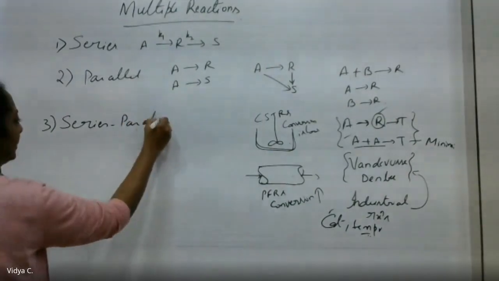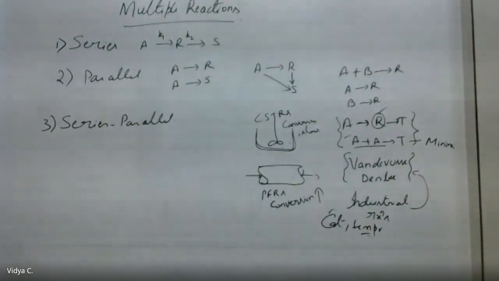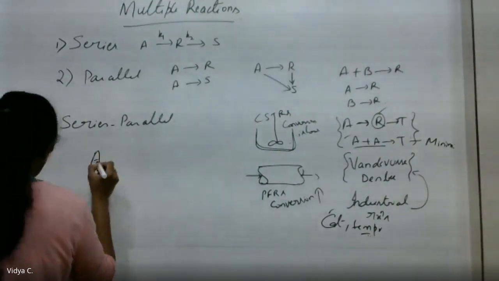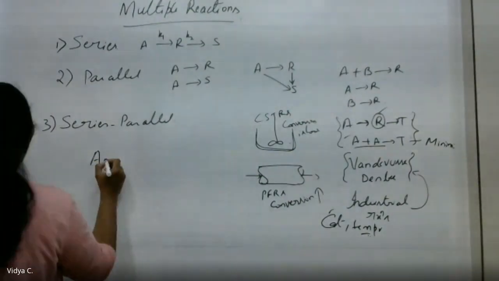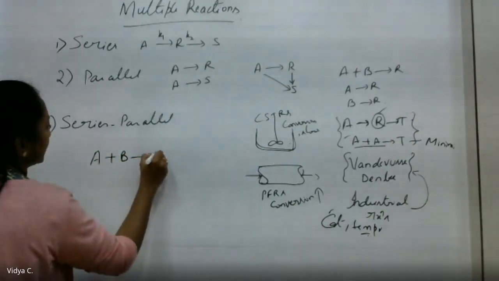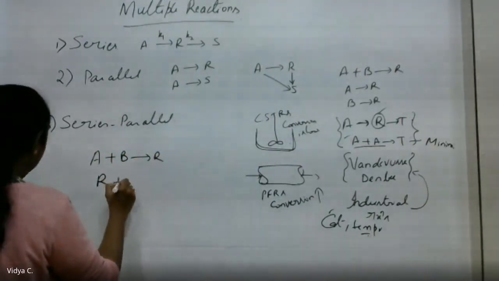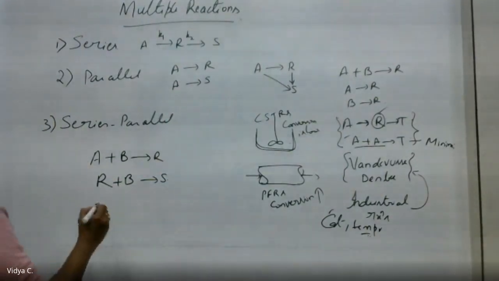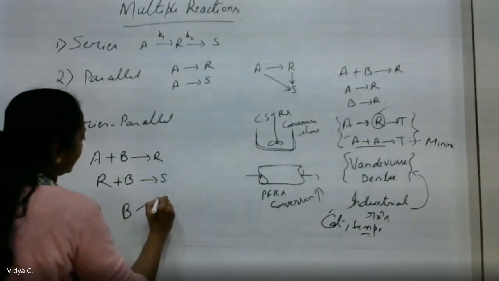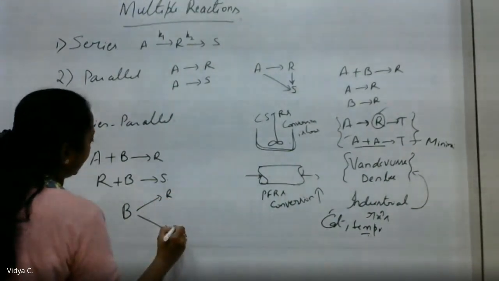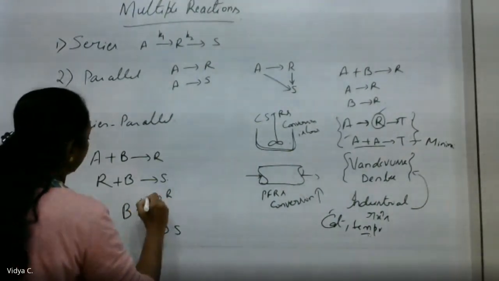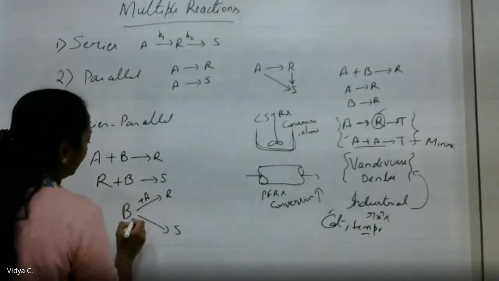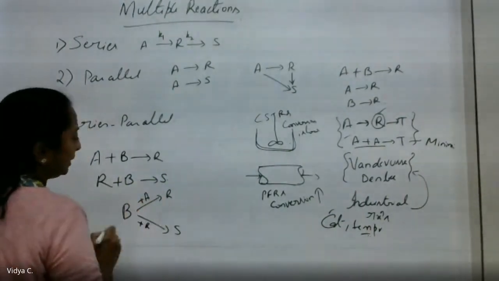Series parallel reaction. What are the series parallel reactions? Suppose I will just take one reaction. A plus B gives R and R plus B gives S. Okay. So here what is happening? B is giving R, B is giving S. So here B plus A gives R, and B plus R gives S.